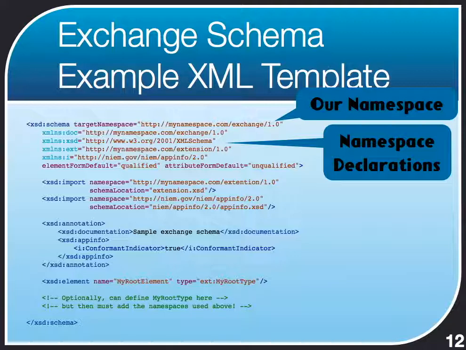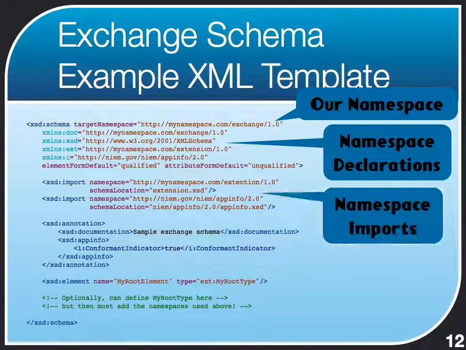Then we've got XML schema. We've got our extension schema there because we're going to reference something from the extension schema. And then again, we have our own friend app info. Then down below, we import some stuff again. We import in the extension schema we're going to use as well as app info. Now, we don't declare or import any NIEM ones in this case because we're not directly using any NIEM elements or types here other than app info.